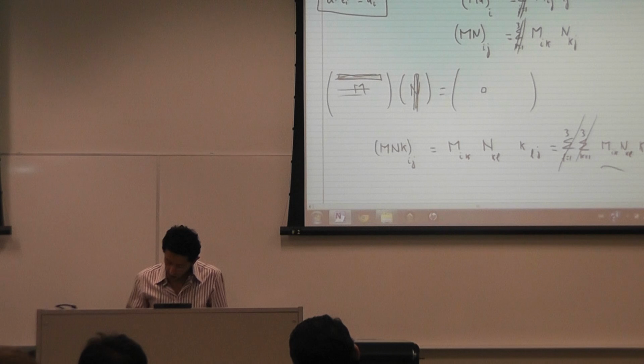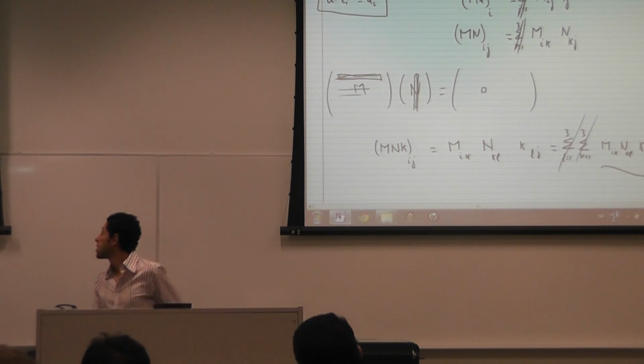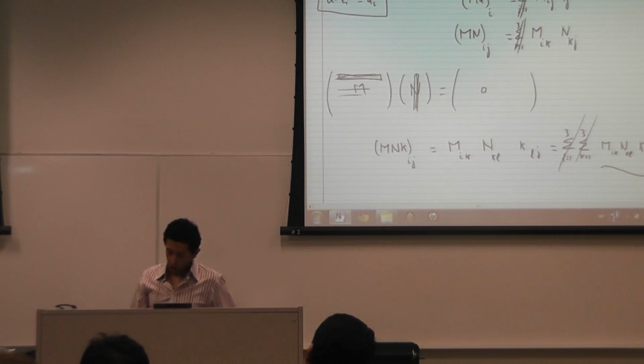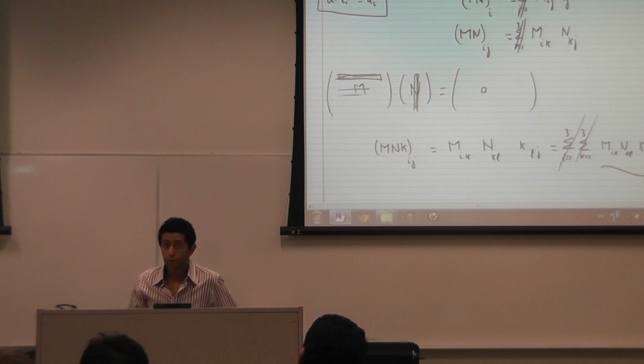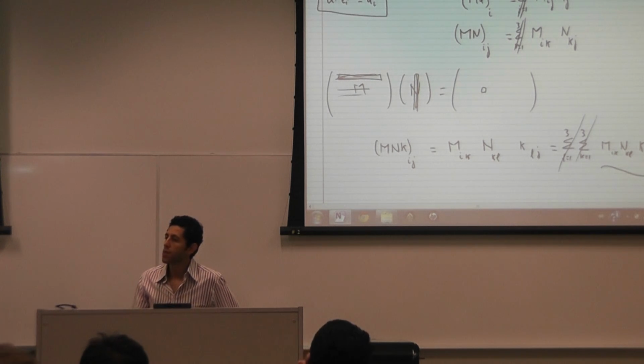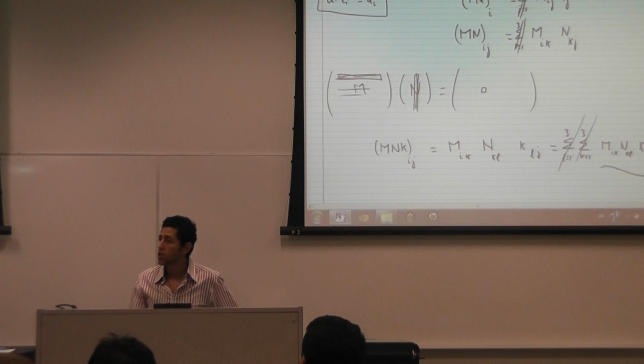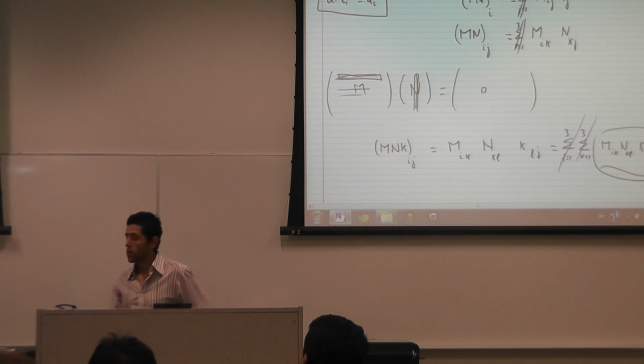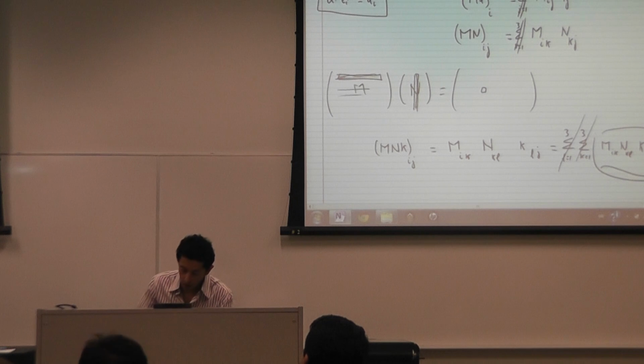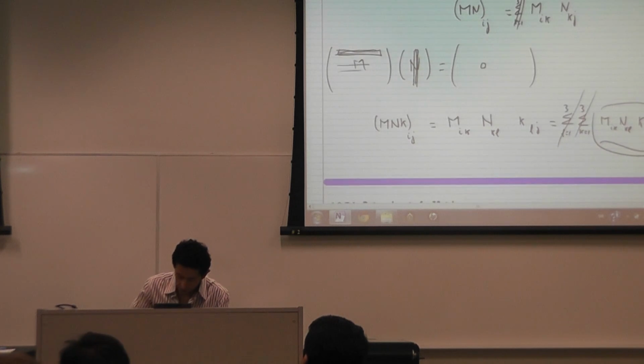When you look at this expression, you'll find i and j are free indices, which tells you whether this is a matrix or a vector. Depending on the number of free indices, you'll know whether this expression represents a matrix or a number or a vector.